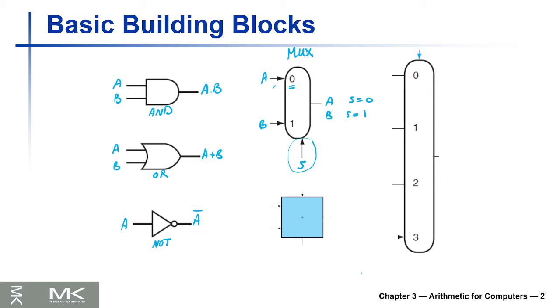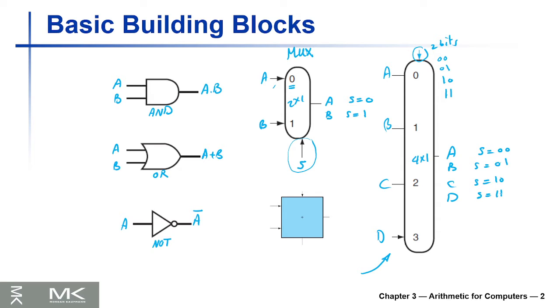We might have a bigger multiplexer like this, for example. This is a 2 by 1 multiplexer, and this is a 4 by 1 multiplexer. The selection now should be 2 bits. Let's say the inputs are A, B, C, D. If the selection is 0 0, the output will be A. If the selection is 0 1, the output will be B. If the selection is 1 0, the output will be C. If the selection is 1 1, the output will be D.